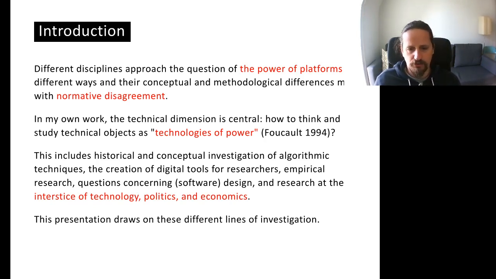So in my own work, which comes out of a cross section between more technologically focused work and humanities work, I've been very interested in general in thinking technical objects, right, and platforms in many ways are technical objects as technologies of power, right? And in the context of my work, this has included historical and conceptual investigations into what I like to call algorithmic techniques. I've myself been quite active in creating digital tools for researchers that aim at platform analysis, data extraction, and so forth.